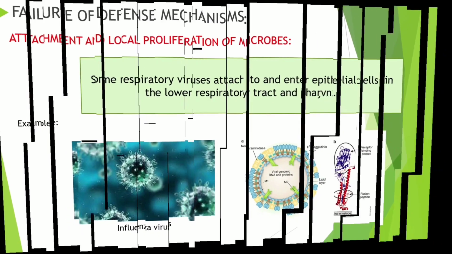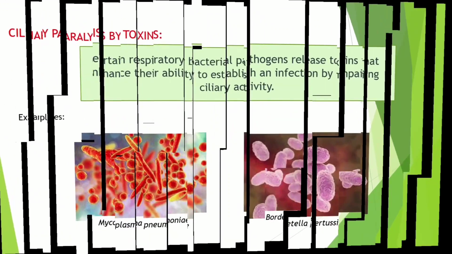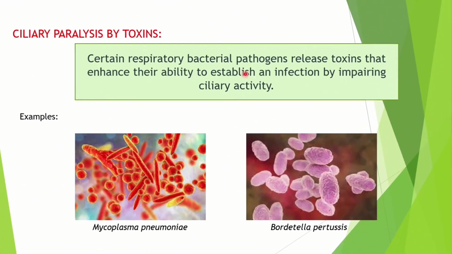Another way is ciliary paralysis by toxins. Certain respiratory bacterial pathogens release toxins that enhance their ability to establish an infection by impairing ciliary activity. Example: Mycoplasma pneumoniae causing tracheobronchitis and pneumonia, and Bordetella pertussis causing whooping cough.